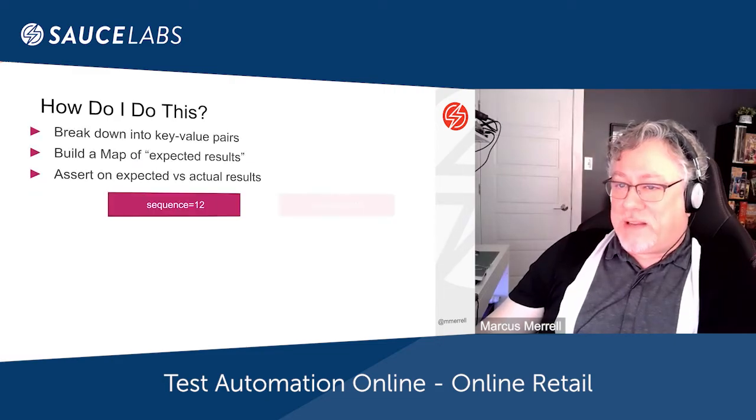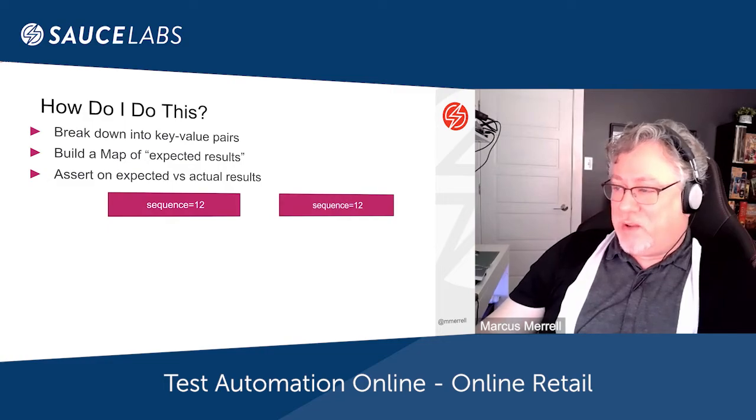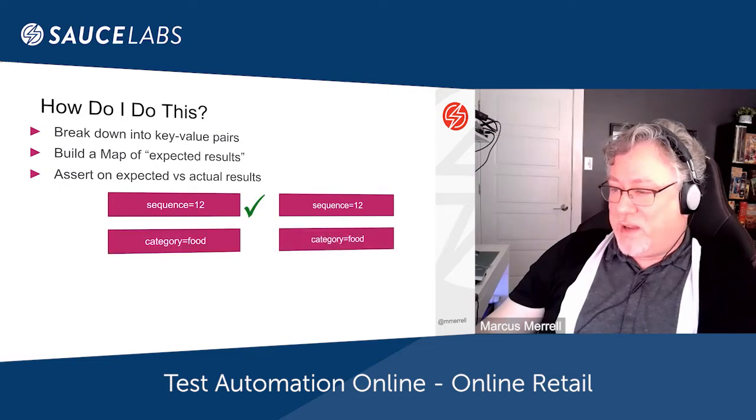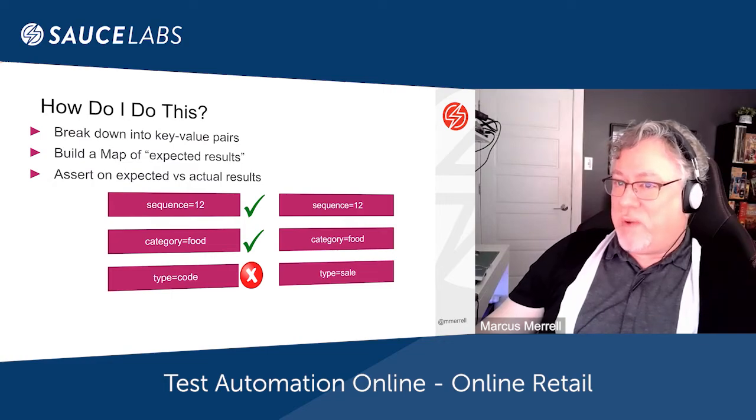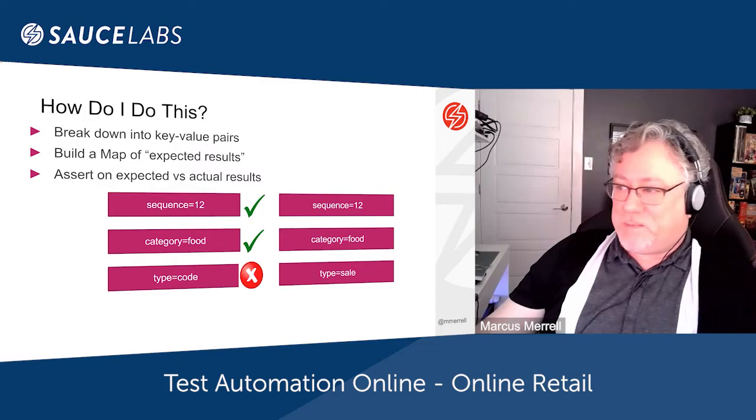So yeah, break down into key value pairs, build a map of expected results, and you look at what it should be. Sequence is 12? Yes. Category, correct category. Uh-oh, it wasn't a code, it was a sale. The more we got into it, the more we realized there were problems with the analytics themselves.